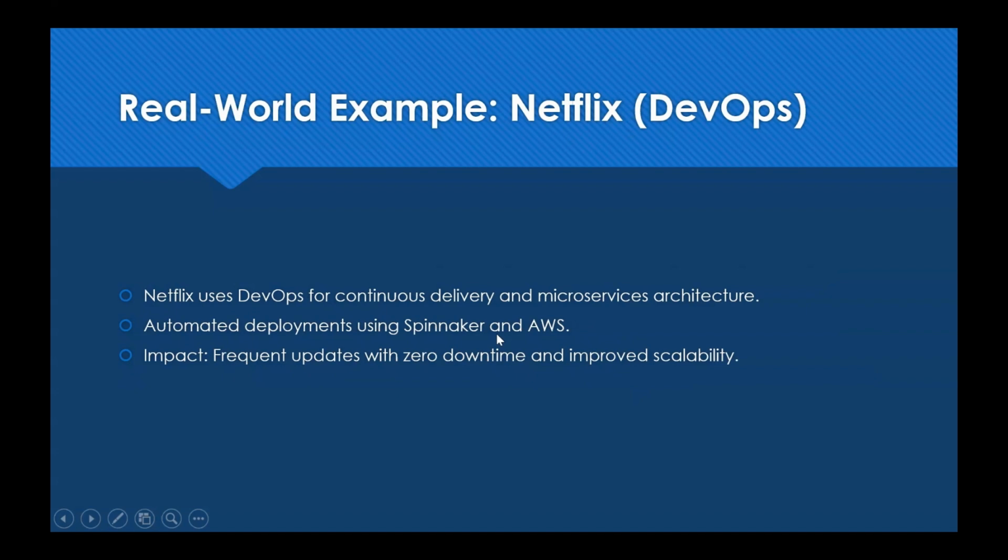Let's now talk about the real world example of DevOps. Let's take the example of Netflix. Netflix uses DevOps for continuous delivery and microservices architecture, because this needs automated deployments and frequent updates. It uses automated deployments using Spinnaker and AWS. What is the impact of using DevOps for Netflix? Frequent updates with zero downtime and improved scalability. Since this requires frequent updates, Netflix uses DevOps with zero downtime and improved scalability.